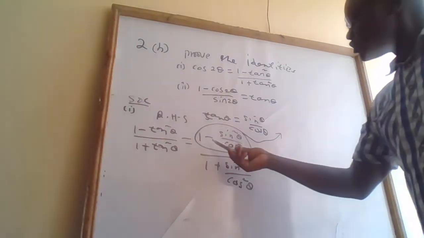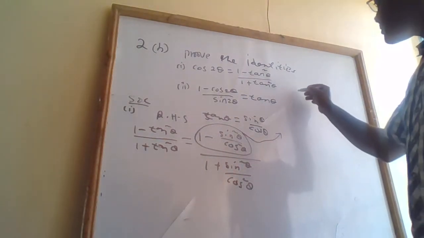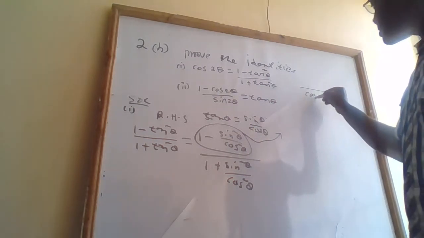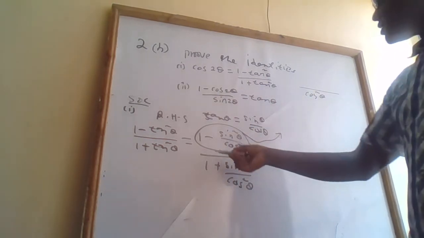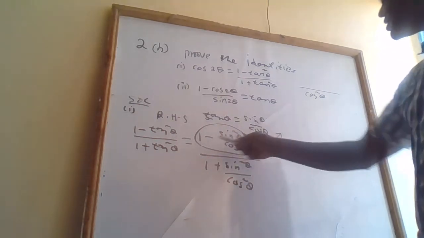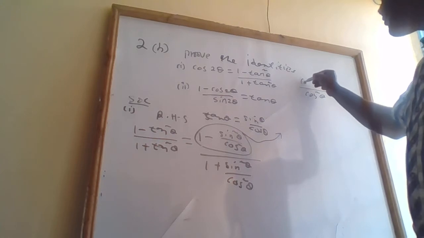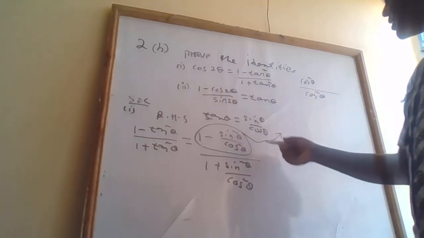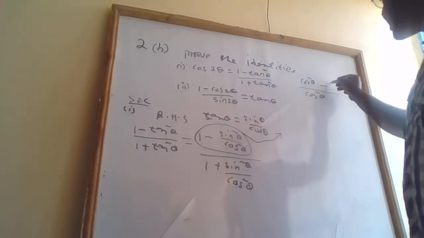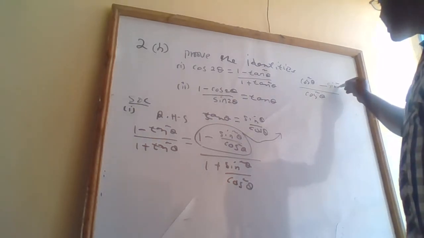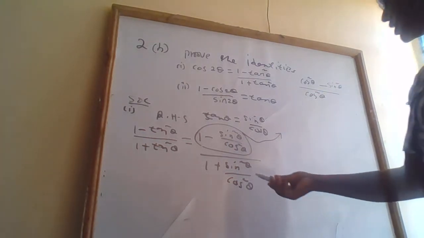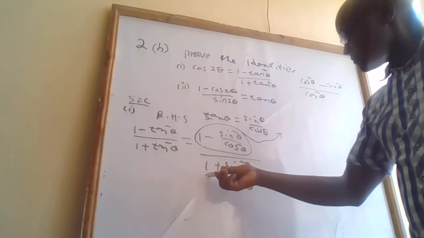The LCM will be cos theta squared, of course this is over 1. So we have cos theta squared times 1, minus 1 times sin theta squared. So this is the numerator. Then for the denominator, we do the same.